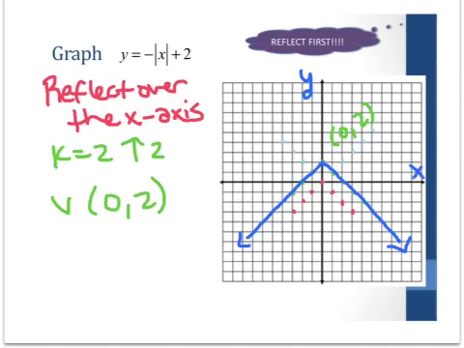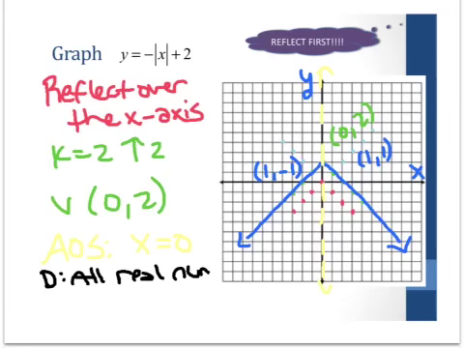That's because h is 0, and we had no horizontal transformation. Also, because we had no horizontal translation, our axis of symmetry is x equals 0. And then, of course, label a few additional points. The domain is still all real numbers. And our range will still start wherever our vertex is, the y-coordinate of the vertex. But now we are open down, which means our range will go down. So y will be less than or equal to the y-coordinate of the vertex, which is 2.